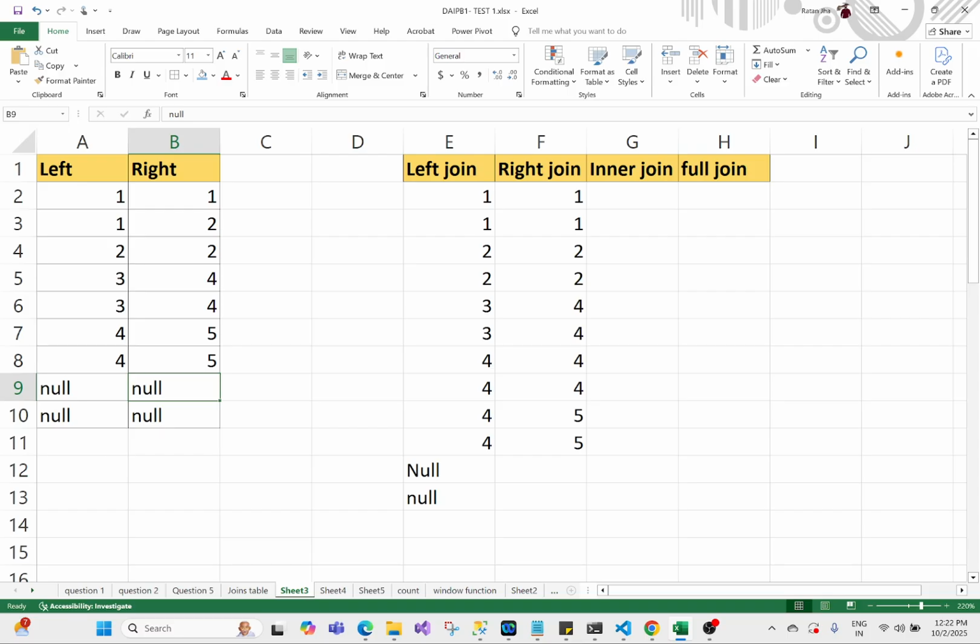Again, null means unknown. We don't know the value of a null. It is an unknown value. Okay, and null is not equal to null, so this null will not join with this null. This null will not join with these two nulls, but null is present in the right table, so we have to write null two times, because null came two times in the right table. So write here two times. Okay, it is the right join table.